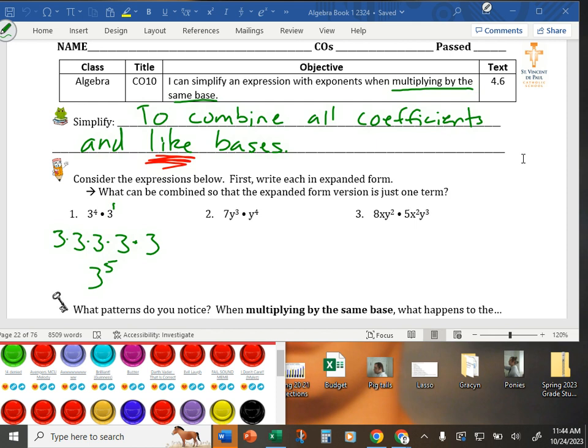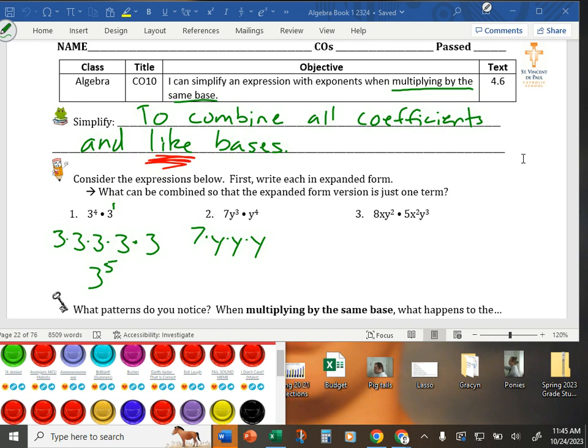What is the base of 7y cubed? Okay, the base is y. How many 7s are in 7y cubed? Just 1, because it's a coefficient, not attached to the power. So expanded form for 7y cubed is 7 times y times y times y. Right? 1 7, and then y cubed, 3 y's, all being multiplied together.